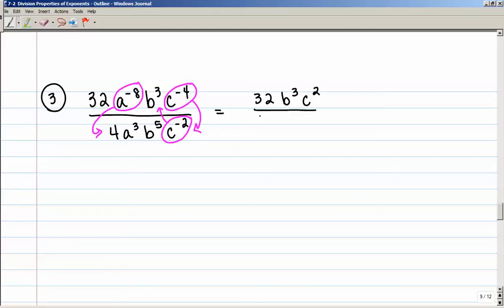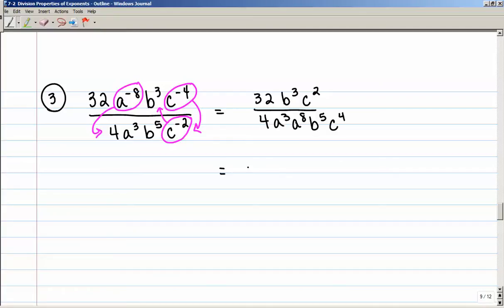On the bottom, I had a 4, an a cubed, and what happened? This a to the negative 8 came down and becomes an a to the positive 8. Let's see, I had a b to the 5th down there, and then I had a c to the negative 4th come down below, so I have a c to the 4th on the bottom. Okay, let's make some sense of that.